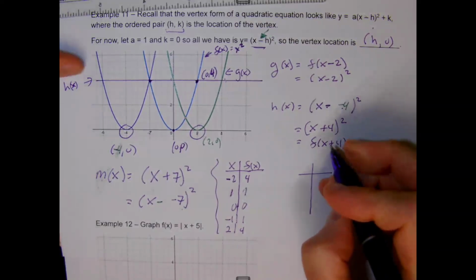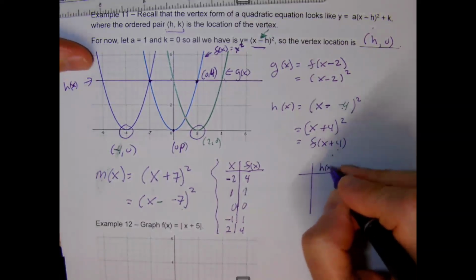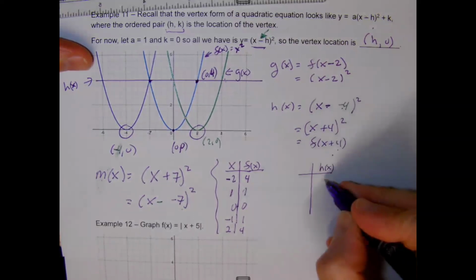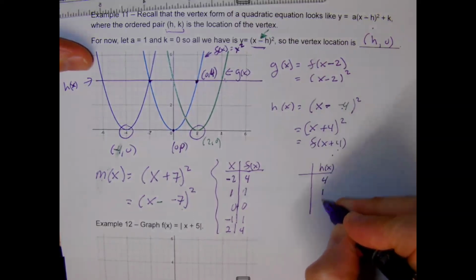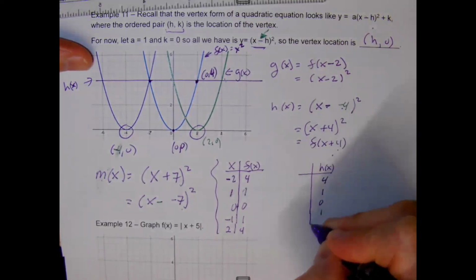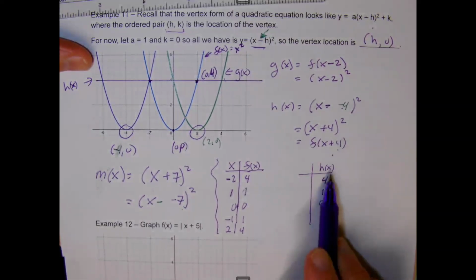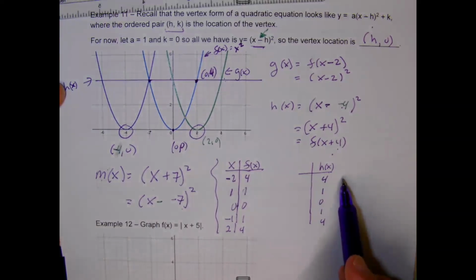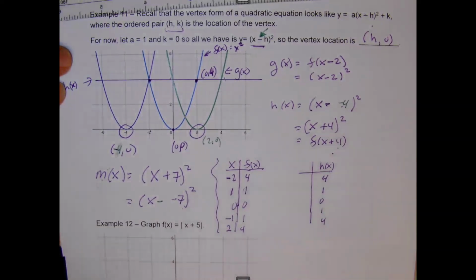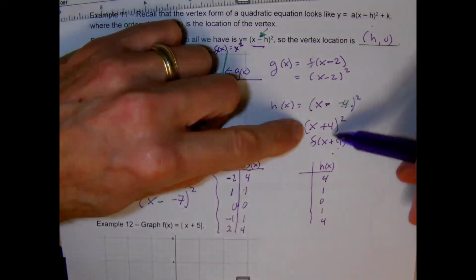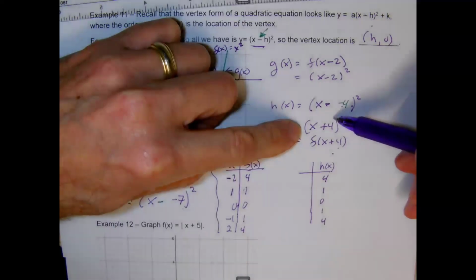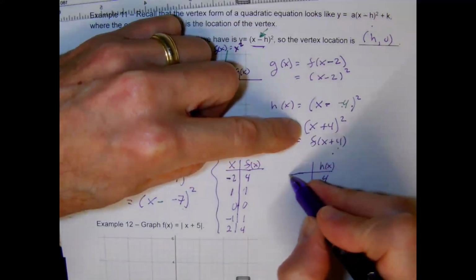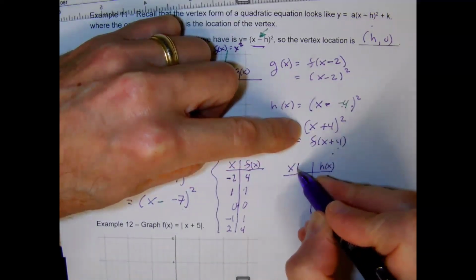I'm going to choose this h of x. So I'm going to put in 4, 1, 0, 1, 4. And what is it that I'm entering into this h of x function? Well, it looks like I am changing the equation to this. So now the input looks something like this.